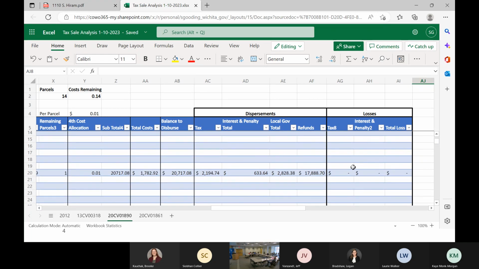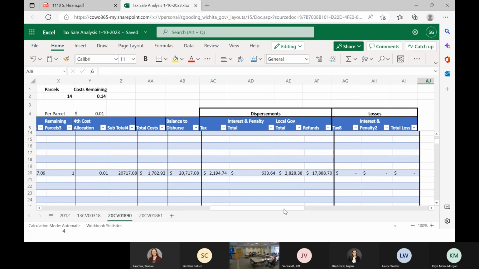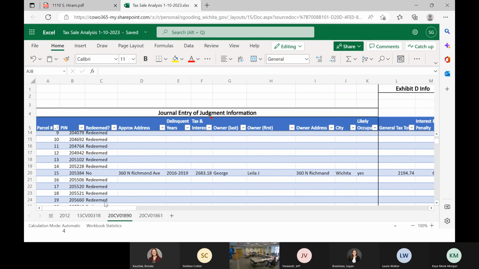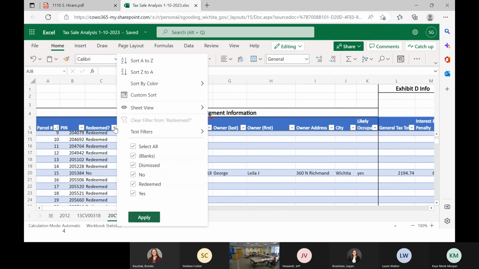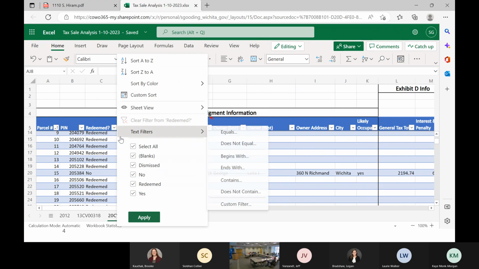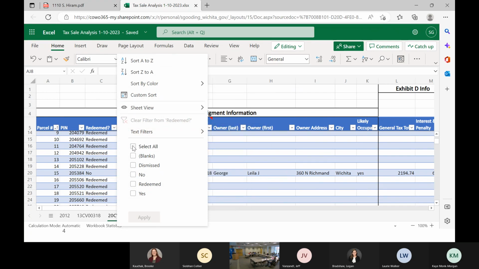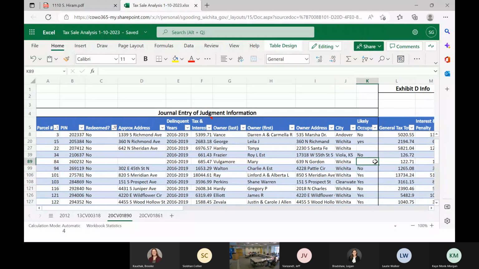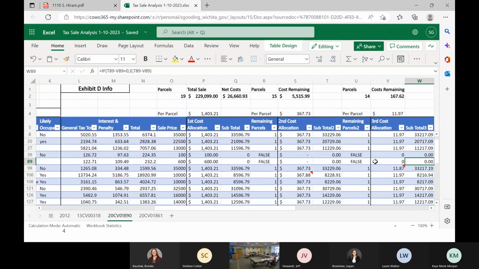So I'm going to scroll down and actually I'm going to sort these out so we will only see the ones that did not fully repay the tax and interest that were owed. Or I'm sorry, so we'll only see the ones that sold. That's okay. And this will give us a better sense of what we're looking at with some of this.